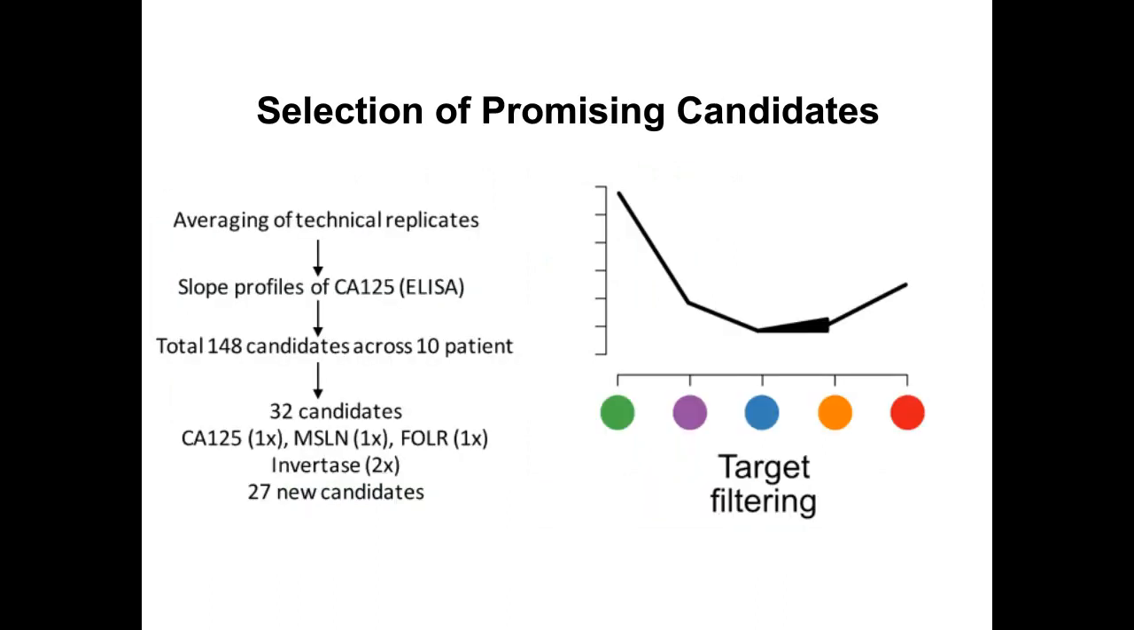First we averaged the technical replicates, and then we mined our data, making use of slope profiles based on ELISA for CA125. One can see this here as a cartoon on the right-hand side. Each of these colorful dots on the bottom is a different time point for these longitudinal serum samples. Green is at diagnosis, purple is following surgery, blue at the end of chemotherapy, orange in remission, and red in recurrence.